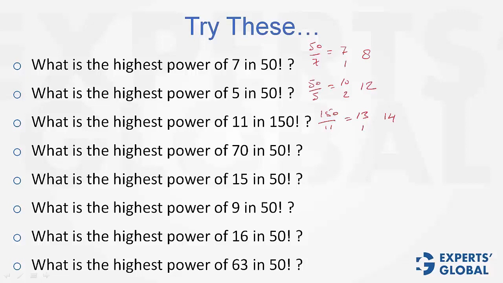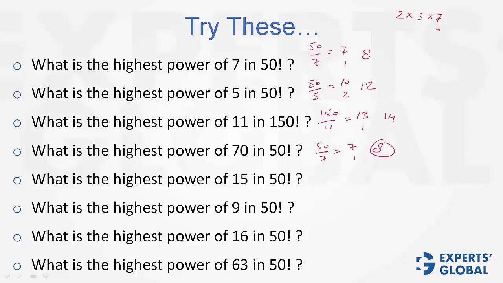Next, 70 is the divisor here. 70 means 2 times 5 times 7. The highest prime factor is 7 here. So consider 7. 50 divided by 7 is 7, and 7 divided by 7 is 1 more. Overall, 7 plus 1 equals 8.